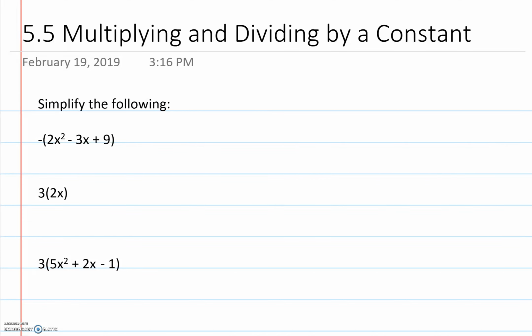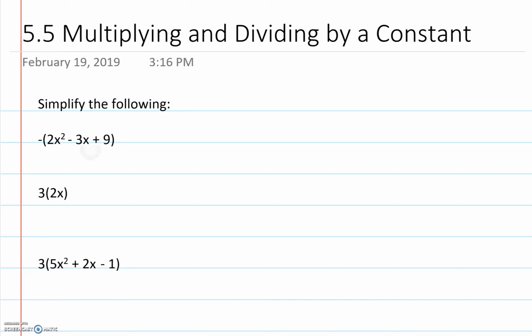Hello and welcome to my video 5.5, multiplying and dividing by a constant. So we're looking at polynomials and how to divide them and how to multiply them by a constant, which means just a regular number, no variable, no x usually.